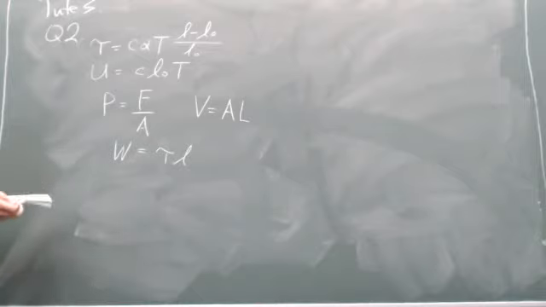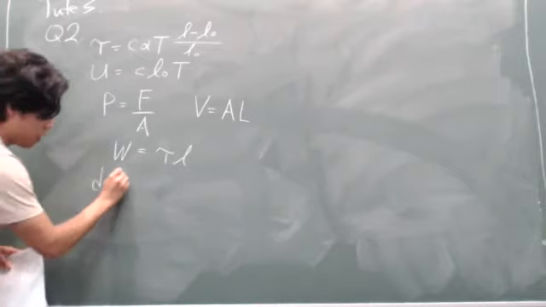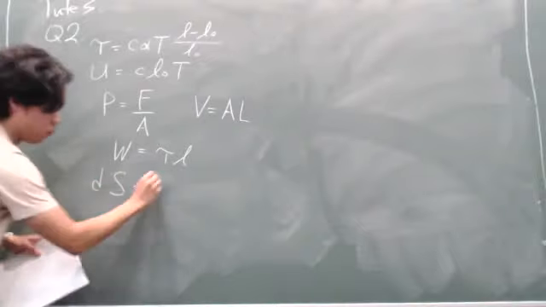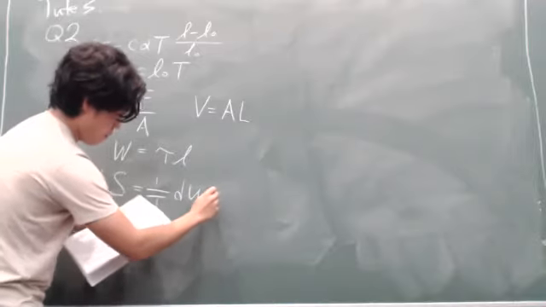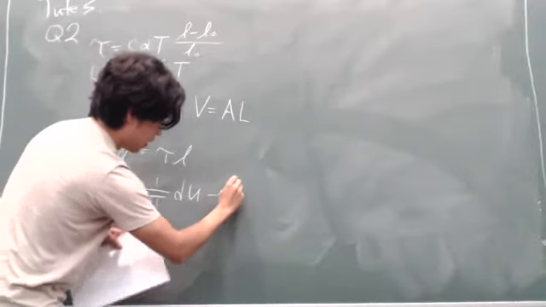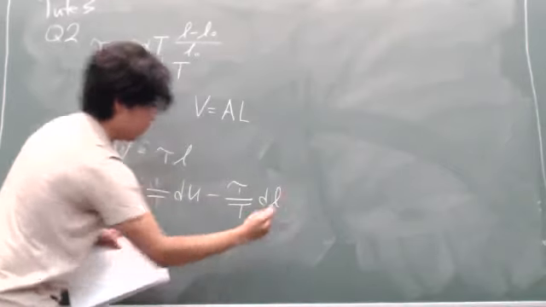So if that's our work, then we can write down the equation for the entropy. So dS is equal to 1 on T dU minus tau divided by temperature dL.